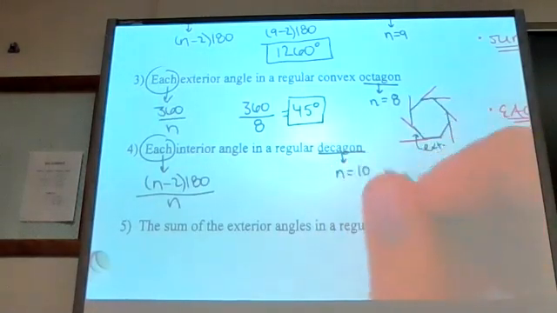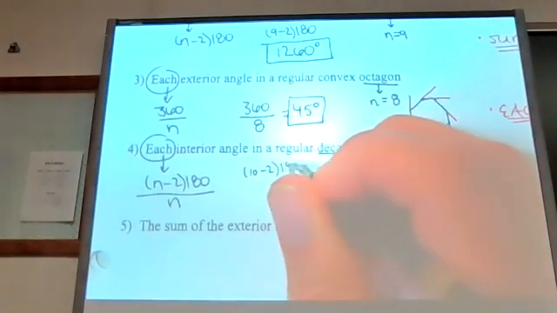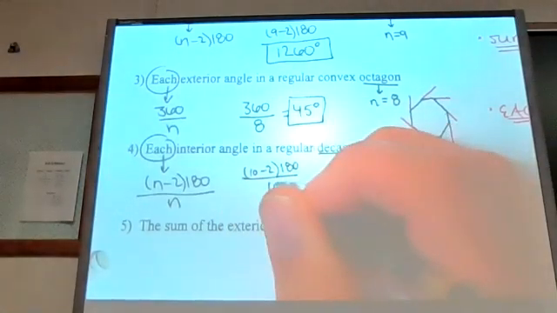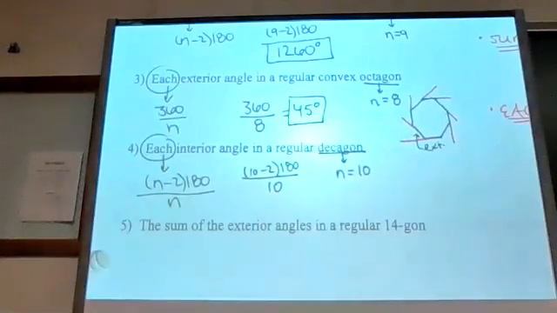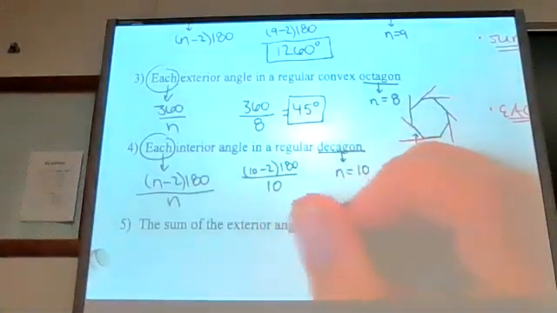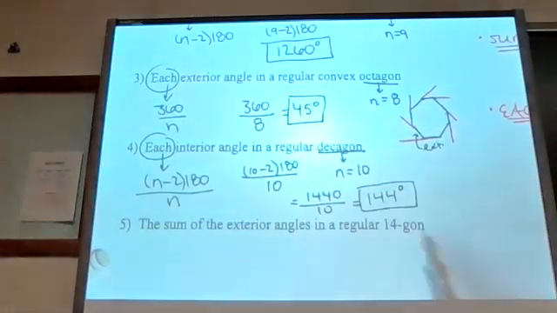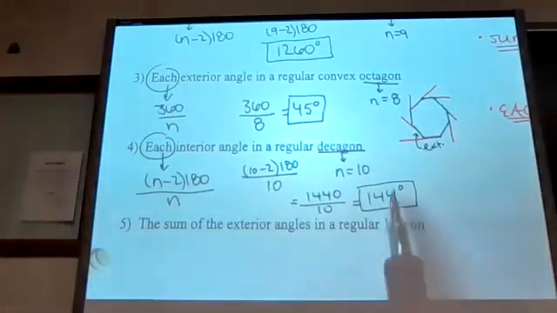10 sides. So I'm going to substitute in 10 minus 2 times 180 over 10. 10 minus 2 is 8. 8 times 180 gives me 1,440 over 10, or dividing that by 10. Each interior angle in my decagon, you should have had 144 degrees.